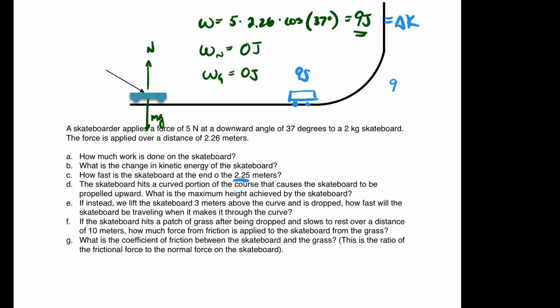So that means 9 joules equals the change in kinetic energy, or 9 equals 1/2 mv final squared minus 1/2 mv initial squared, and that's 0. So this will tell us how fast it's going. So I got to do some math. The mass is 2, so this velocity just ends up being 3 meters per second.